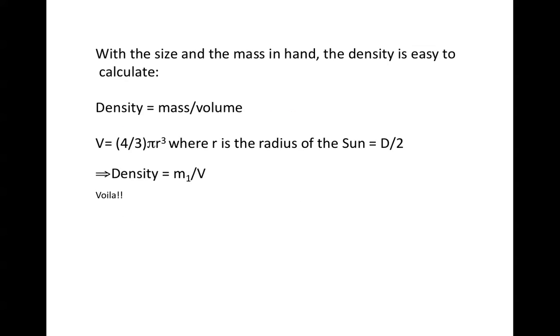With the size and the mass in hand, the mean density of the Sun is easy to calculate. You'll recall from science courses you've taken in the past that density is just mass over volume. So the volume of the Sun is 4/3 pi r cubed, where r is the radius of the Sun, or half the diameter. And the density is just M1 divided by V. So voila, now we know the mean density of the Sun as well. So we've determined the distance to the Sun, the size of the Sun, and its density, all with a single measurement of the distance to Venus using the radar.